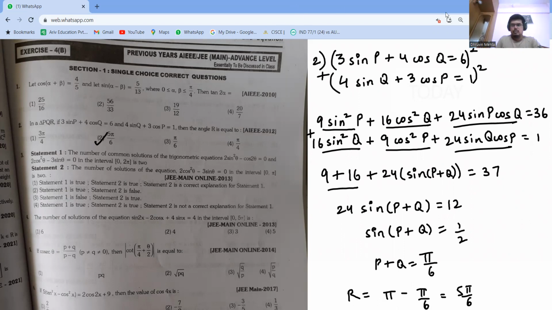Write this. Okay, next one guys. Third one. Number of common solutions of 2 sine square theta minus cos 2 theta equal to 0, and 2 cos square theta minus 3 sine theta equal to 0. Okay, let us first find the solutions of this equation.